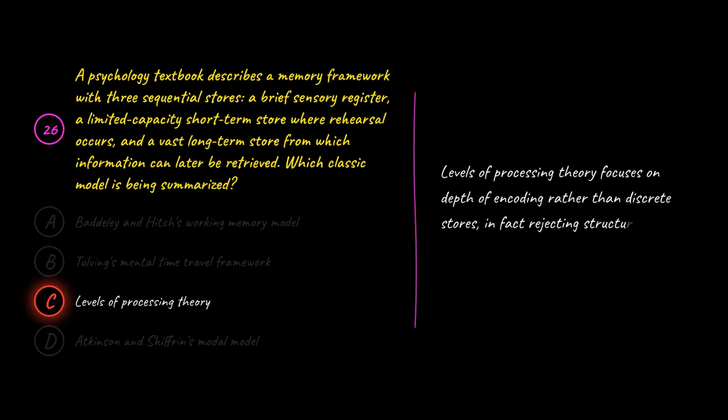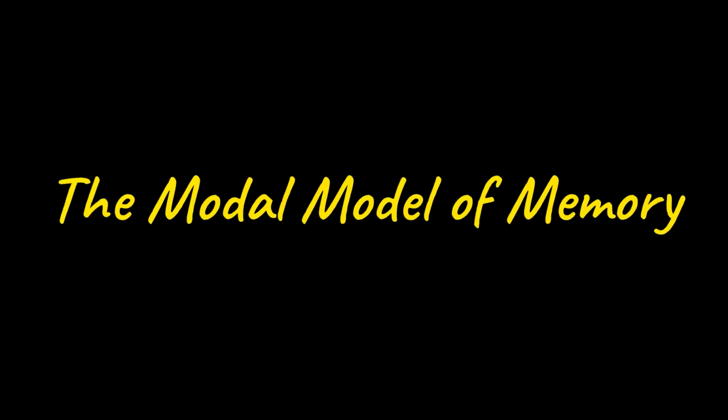C is wrong because levels of processing theory focuses on depth of encoding rather than discrete stores, in fact rejecting structural store metaphors. The Atkinson and Shiffrin modal model, published in 1968, gave cognitive psychology its first unified structural account of how information moves through the mind. It synthesizes decades of memory research into a single elegant flow.